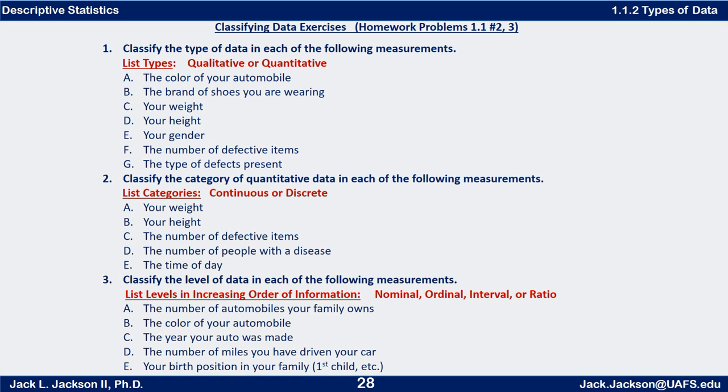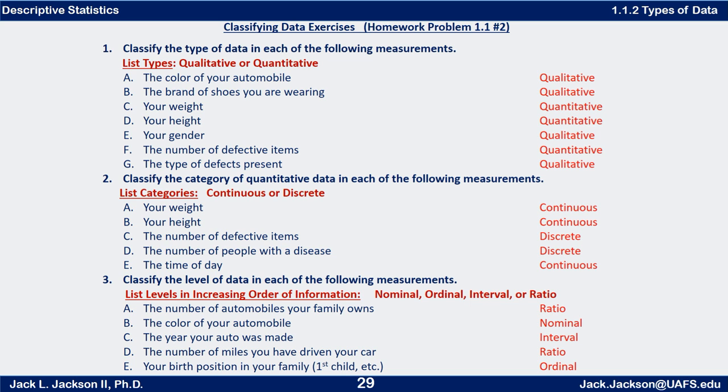So now what I want you to do is, in question number 1, you've got exercises A through G here. Identify them as qualitative or quantitative. And then for 2, classify each of these as continuous or discrete. And then number 3, classify these as nominal, ordinal, interval, or ratio. You're definitely going to need to take a few minutes to work this. So press pause now. Okay, let's see how you did.